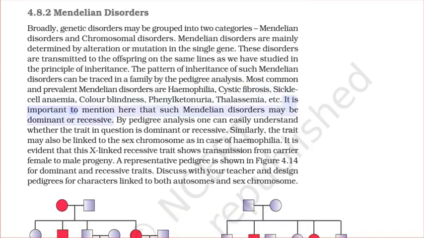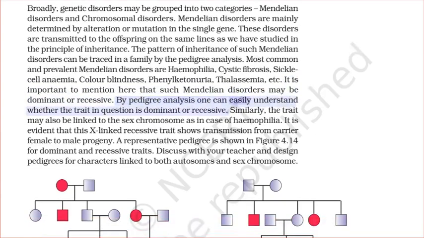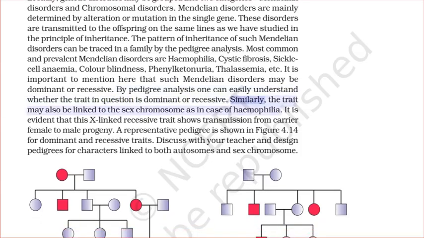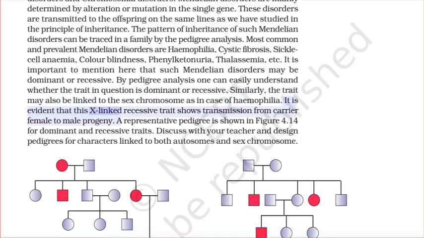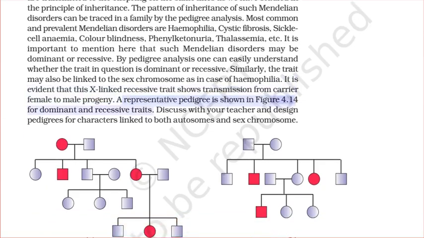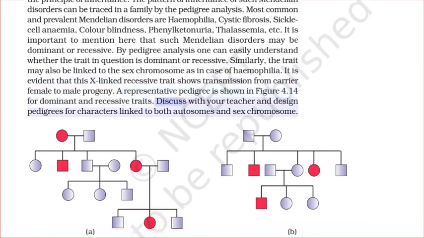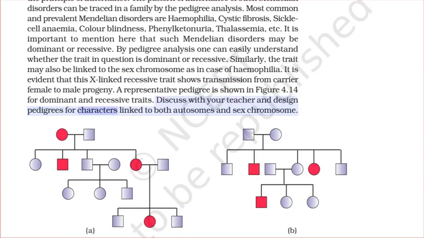It is important to mention here that such Mendelian disorders may be dominant or recessive. By pedigree analysis, one can easily understand whether the trait in question is dominant or recessive. Similarly, the trait may also be linked to the sex chromosome, as in case of hemophilia. It is evident that this X-linked recessive trait shows transmission from carrier female to male progeny. A representative pedigree is shown in figure for dominant and recessive traits. Discuss with your teacher and design pedigrees for characters linked to both autosomes and sex chromosome.